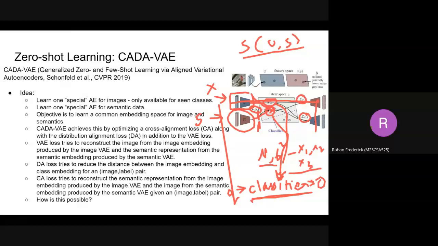Can this be extended to, say, image and text, and can we add a third one? That's the beauty of this CADA-VAE setup. You can extend it to multiple modalities. You can have one for, say, audio. You can have one for, say, IR images. You can extend it any way that you want. And accordingly, the number of individual subcomponents of your distribution alignment and cross alignment will increase.